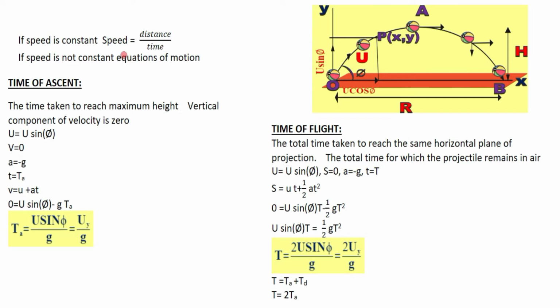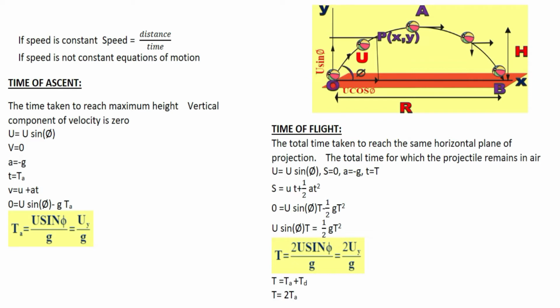Next point is, if speed is not constant, that is, if the body is moving with some acceleration, then we can use equations of motion. Okay, now let me consider this body as a projectile. Now I throw this projectile with a velocity u from the horizontal. This velocity u can be resolved into two components, that is u cos phi along the horizontal direction, u sin phi along the vertical direction.